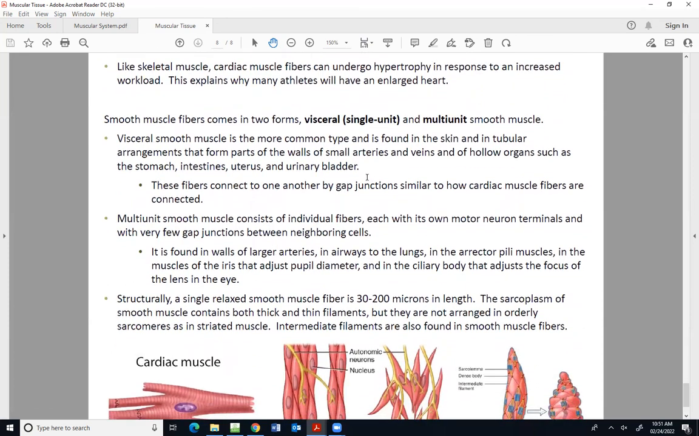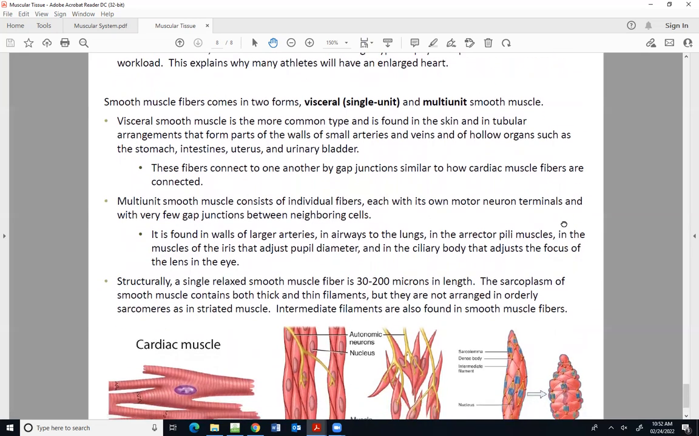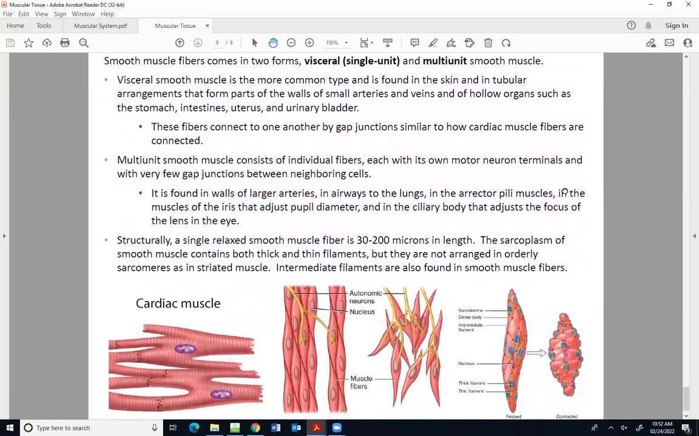And like skeletal muscle, cardiac muscle fibers can undergo hypertrophy, which we talked about that term the other day, which means that the fibers can grow in size. And this is going to explain why many athletes actually have an enlarged heart. You see it a lot in distance runners, swimmers, bicyclists that are doing more of that aerobic long-term type exercise. But they call it an athlete's heart for that reason.